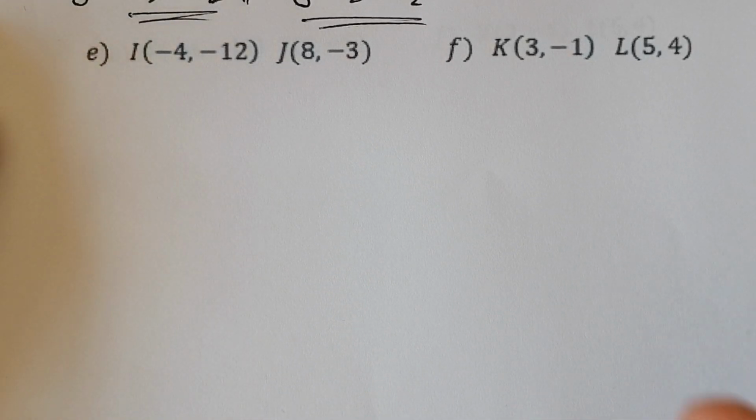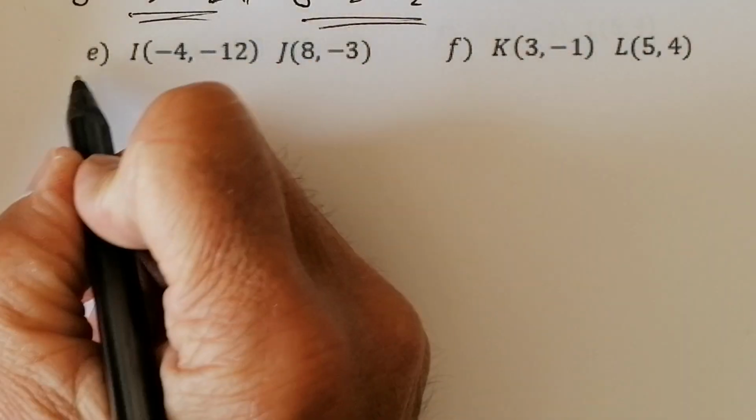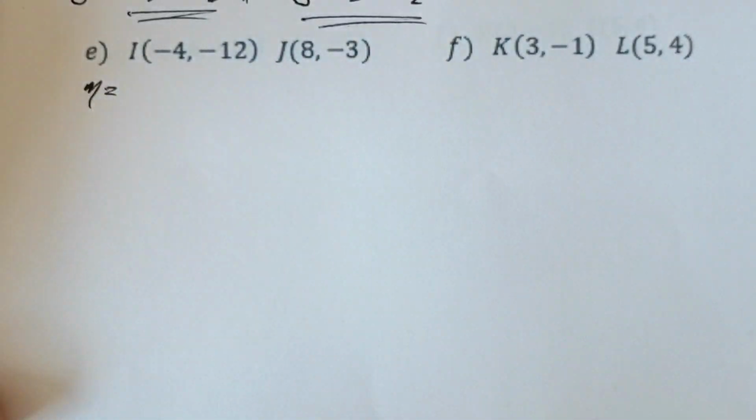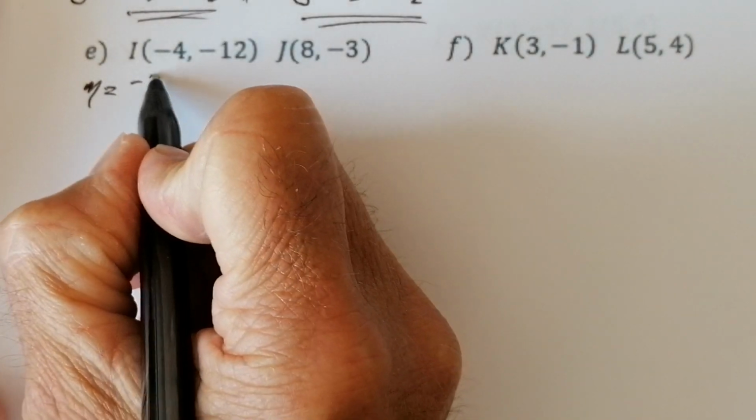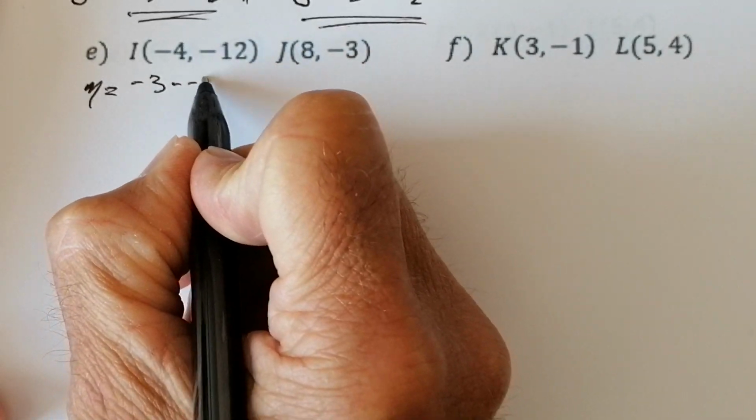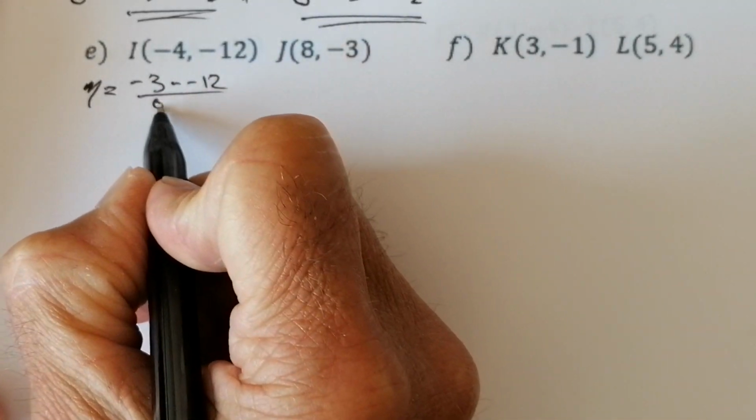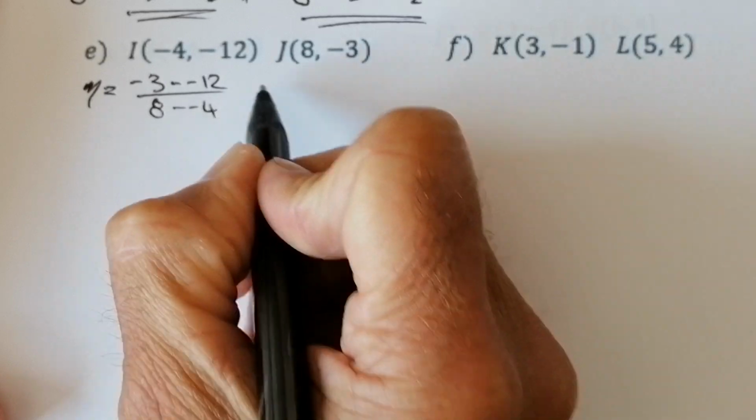You can pause the video, try it yourself, and we'll see how these ones work out. Okay, so gradient. Working out gradient first of all. So I've got minus 3 take away minus 12. I've got 8 take away minus 4.